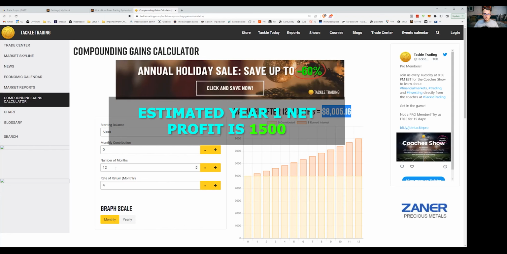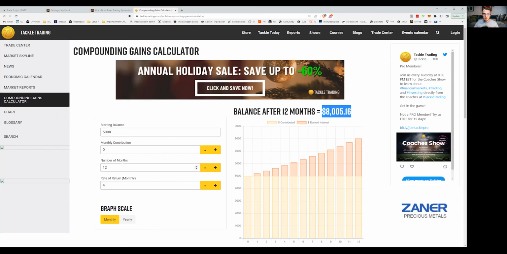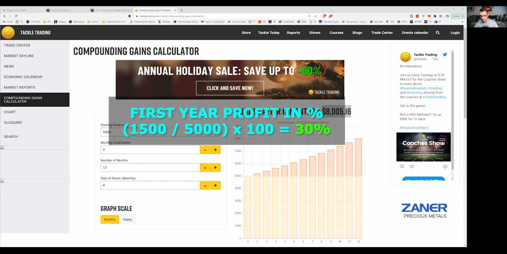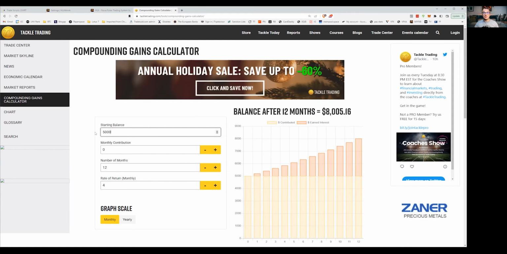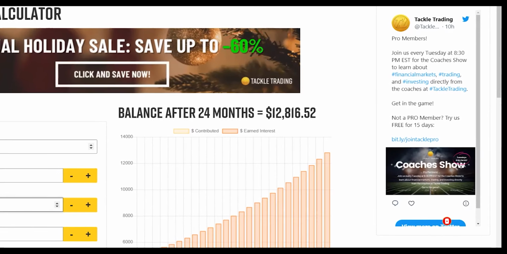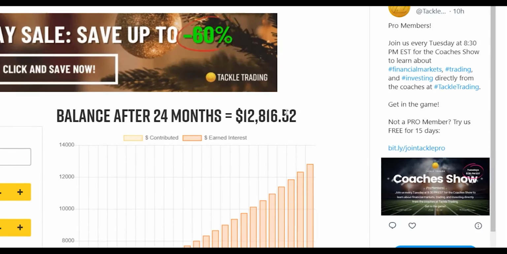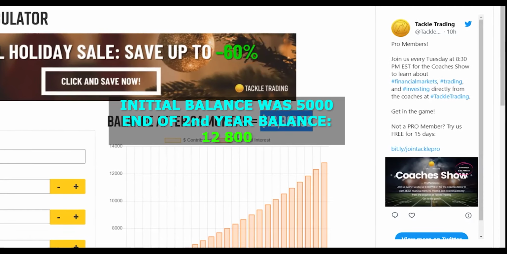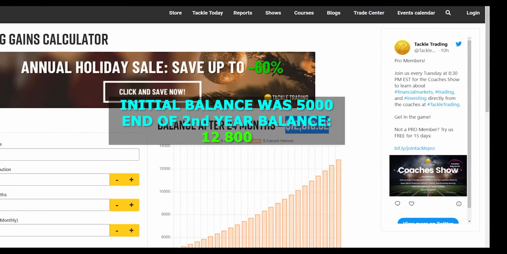Let's say I want to continue using it, and I'm gonna use it in the second year also. But before I do that, I'm gonna calculate how much yearly return the first year gave me. 1,500 divided by 5,000 is around 30% return on the first year. I'm gonna see how it does the second year. So I'm gonna increase the number of months from 12 to 24, and let's see what the result is. At the end of the second year, the balance is 12,800 approximately.